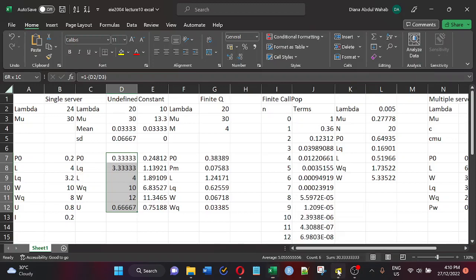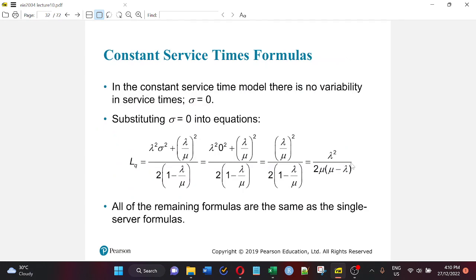And now let's look at the constant service time formula. So what is the difference between constant and undefined? Undefined has a mean and a standard deviation. But constant means that there's no variability at all. If it's 2 minutes, then it's 2 minutes. It's not like 2 minutes plus or minus a certain error. So in this case, because there's no variability, sigma is equal to 0.